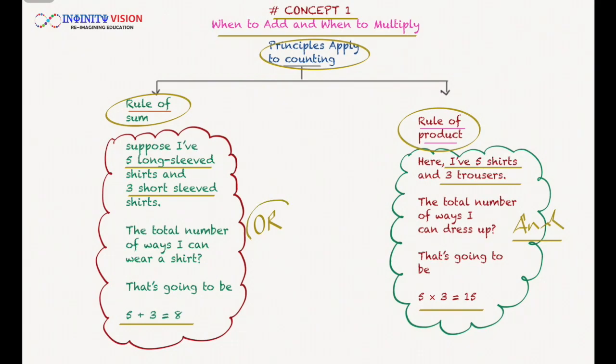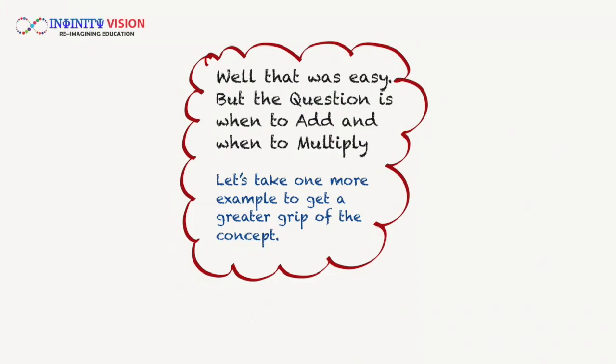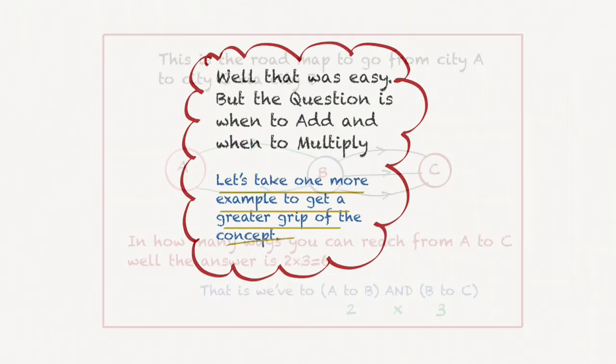So when the word is or, or there are cases, we add. When there are things we are doing in stages, or the word is and, we multiply. Well, that was very easy to understand. Let's take one more example to get a greater grip of the concept.